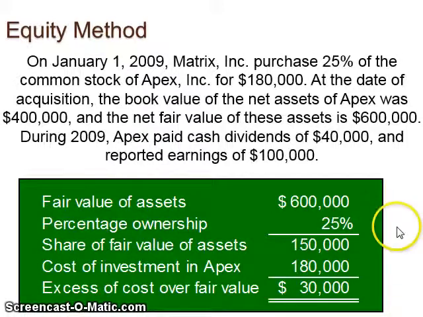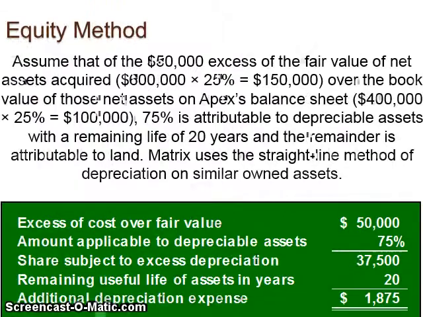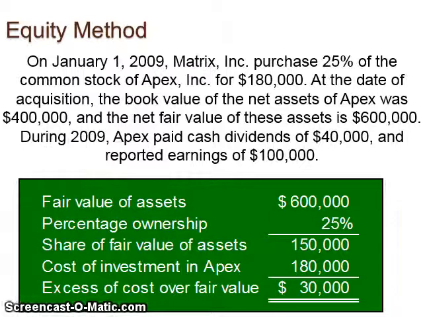Okay, so this is our example with the $30,000. All right, moving on. It's another example showing what happens when you have that excess with the goodwill piece of it.